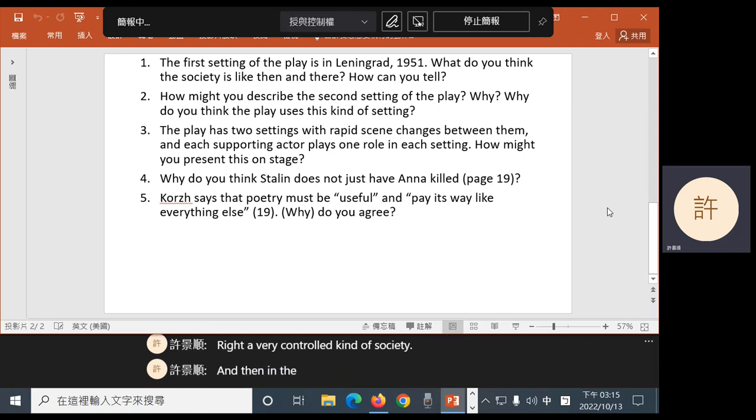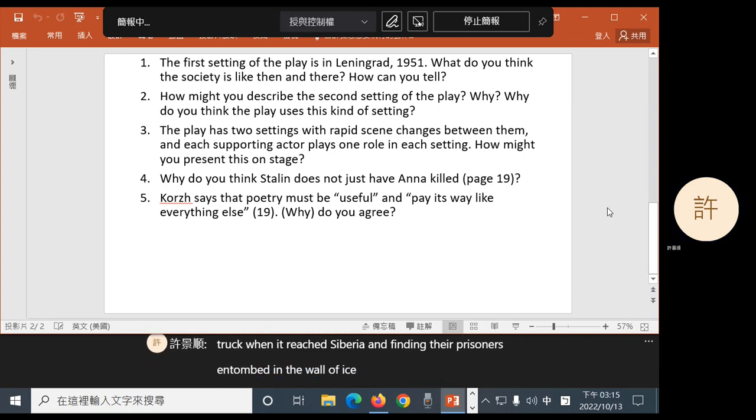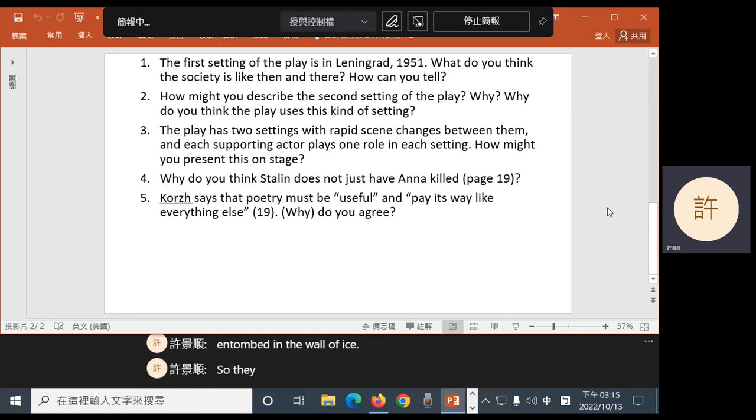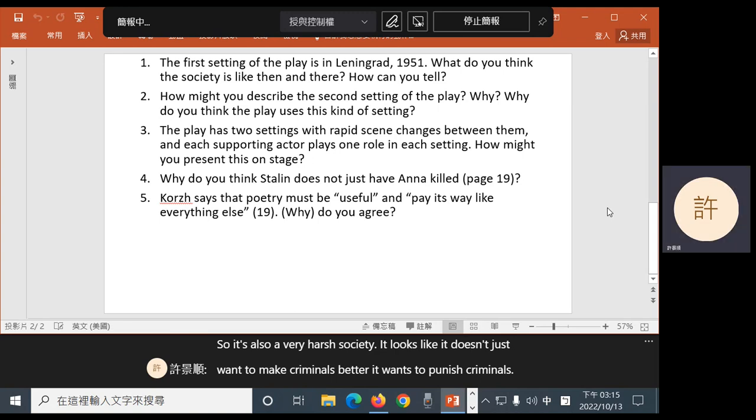And then in the next long paragraph, Akhmatova compares their society. If you look at the end of line three, one imagines the guards opening the doors of that cattle truck when it reached Siberia, and finding their prisoners entombed in a wall of ice. So if they are prisoners, they don't just lock them in jail, they take them all the way to Siberia. So it's also a very harsh society. It looks like it doesn't just want to make criminals better, it wants to punish criminals. So we start to get a sense of that kind of society.